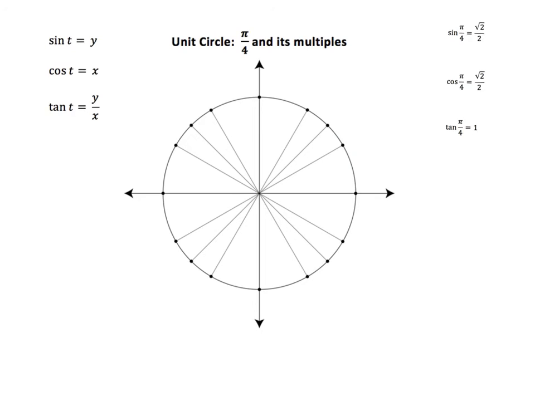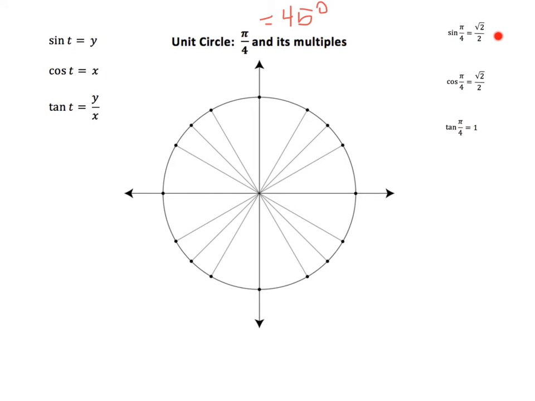Okay, now let's look at this unit circle and the special angle pi over 4 and its multiples. So just a reminder, pi over 4 in degree measure is 45 degrees. In a previous video, we looked at 45 degrees and its multiples and corresponded it to multiples of pi over 4. We also determined the trig functions for this special angle. So those are given to us right here.